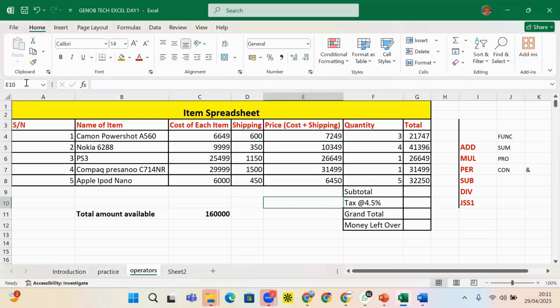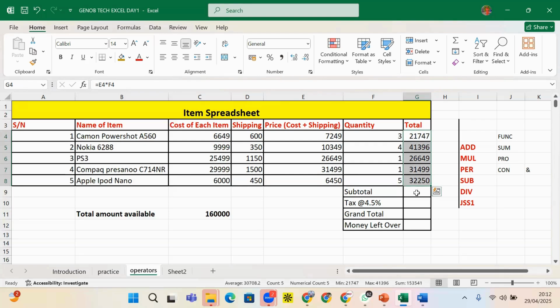Let me click outside first. I want to type G4 colon G8. That is a range. I'm saying highlight from G4 to G8 for me. If I enter, it will highlight this place. G4 to G8. You can see this is highlighted, G4 to G8.